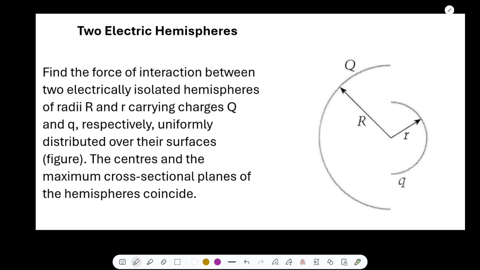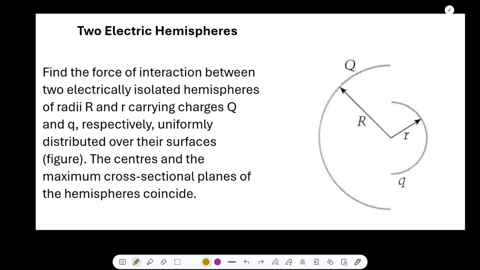So the problem is clear. The centers and the maximum cross-sectional area of the spheres coincide. That means their centers coincide, and this cross-sectional area and this cross-sectional area both coincide, and nothing else. And now we are going to solve this problem.